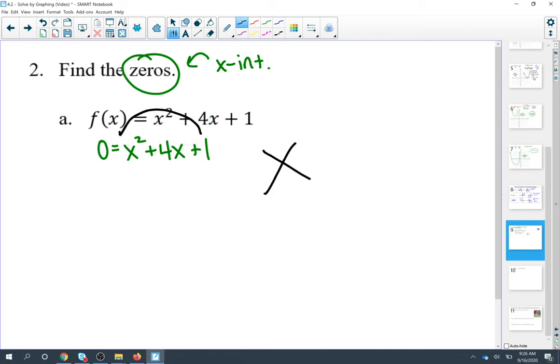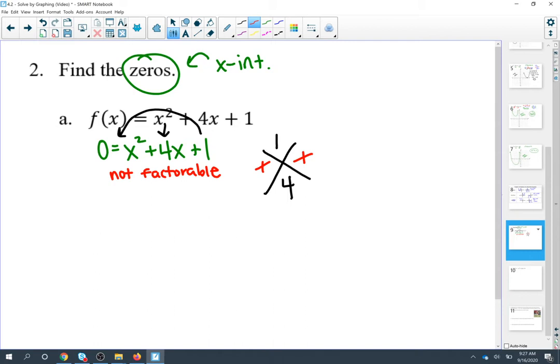So 1 times 1 is 1. Middle number is 4. So we need to multiply to 1, but add to 4. Well, if I'm trying to multiply to 1, my only option is 1 times 1. Does 1 and 1 add to 4? No. And there's no other option here, which means this is not factorable. So my first thought here is, okay, well, if this is not factorable, then maybe this doesn't touch the x-intercept. Maybe this is a no solution.